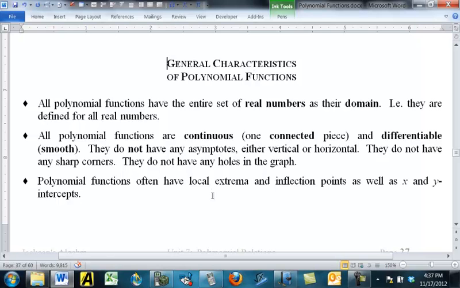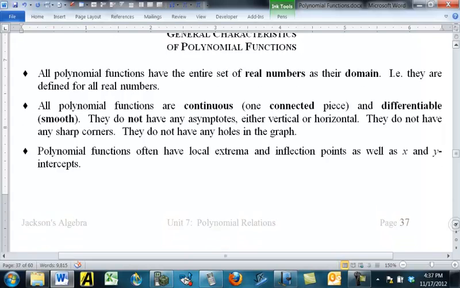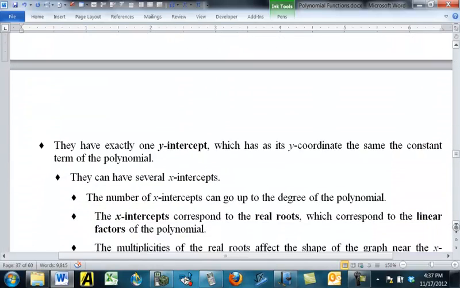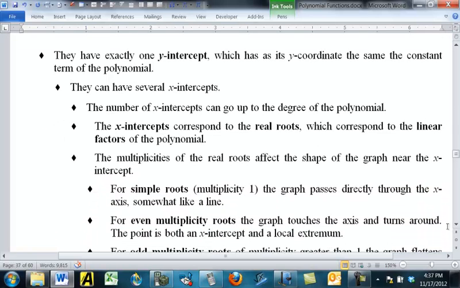Not guaranteed, depends on the function, but they could have some of those ups and downs. They always have exactly one y-intercept, so the same as the constant term of the polynomial is the y-coordinate of the y-intercept. They can have several x-intercepts. The number of x-intercepts can go up to the degree of the polynomial.